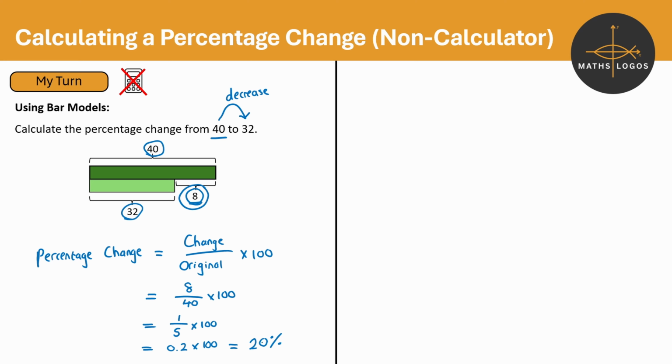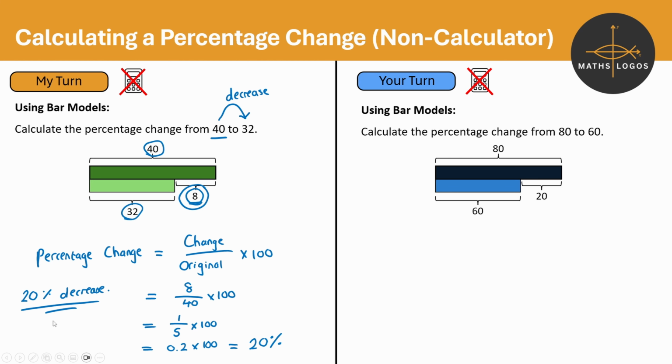And then I'll use my common sense. Well, it went from 40 to 32. It's a decrease. My answer is a 20% decrease. So always make sure you write that bit in words. Give this question a go.